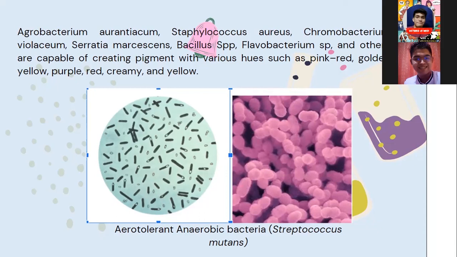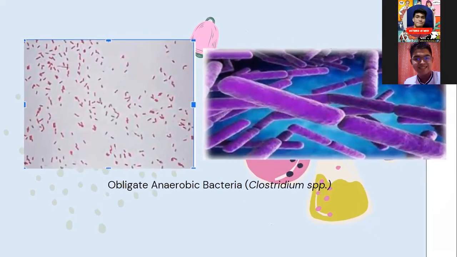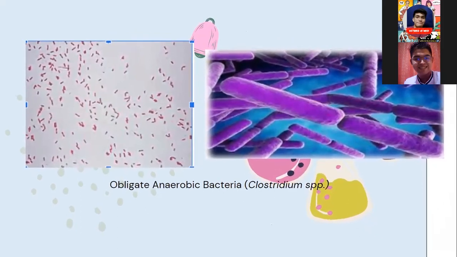Next, we have the obligate anaerobic bacteria. An example of this is the Clostridium species. And regarding its surface growth, it is a sediment. They can't survive in the presence of oxygen, so they clump together at the bottom of the culture.